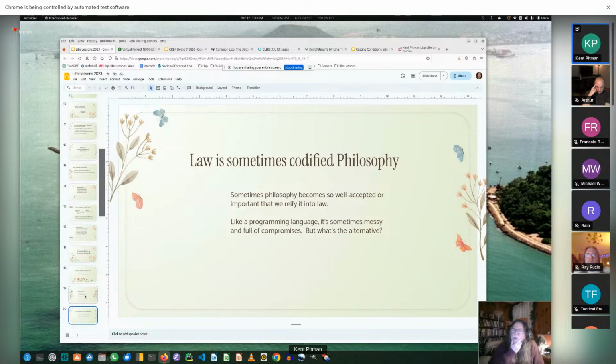So the thing I want to say here also is that sometimes you think of philosophy as a separate endeavor from the law, but I often have found that there are pockets of law which are really just philosophy that has sort of grown up to be important enough that somebody has had to cast it into law and say, this is the way we're going to do things.